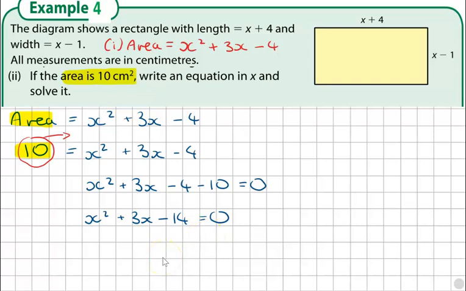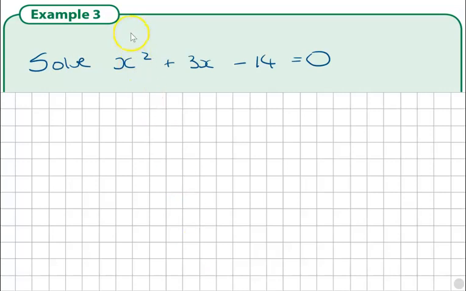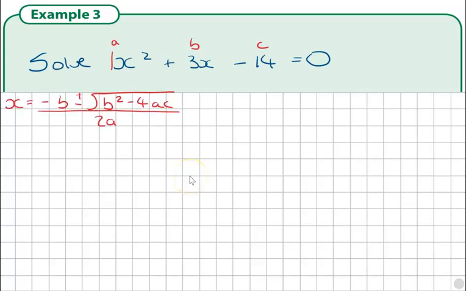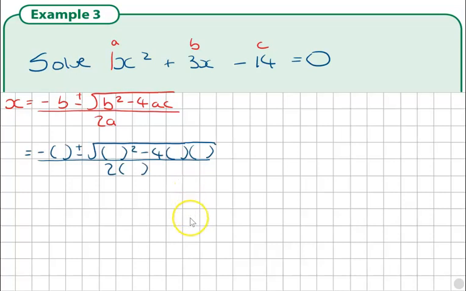Now, if you try to factorize this particular equation, it won't work, so you will have to use the minus b formula. So we want to solve x squared plus 3x minus 14. We put in our invisible 1. We label a, b, and c. We write out our formula. We swap all the letters for sets of brackets. We replace the a's with 1. We replace the b's with 3, and we replace the c with minus 14.